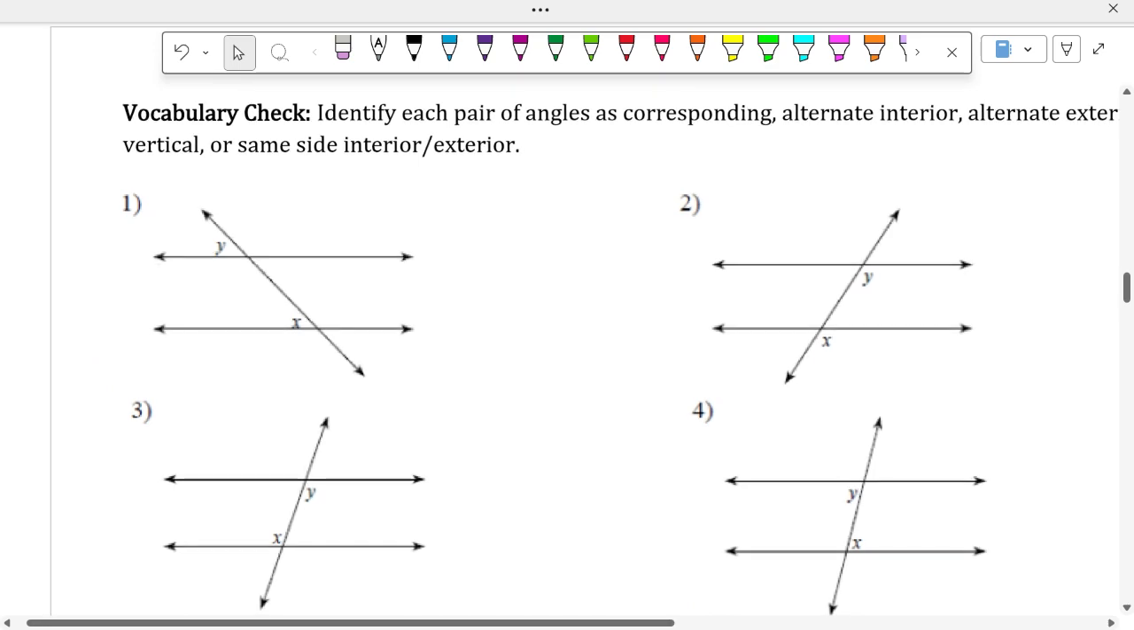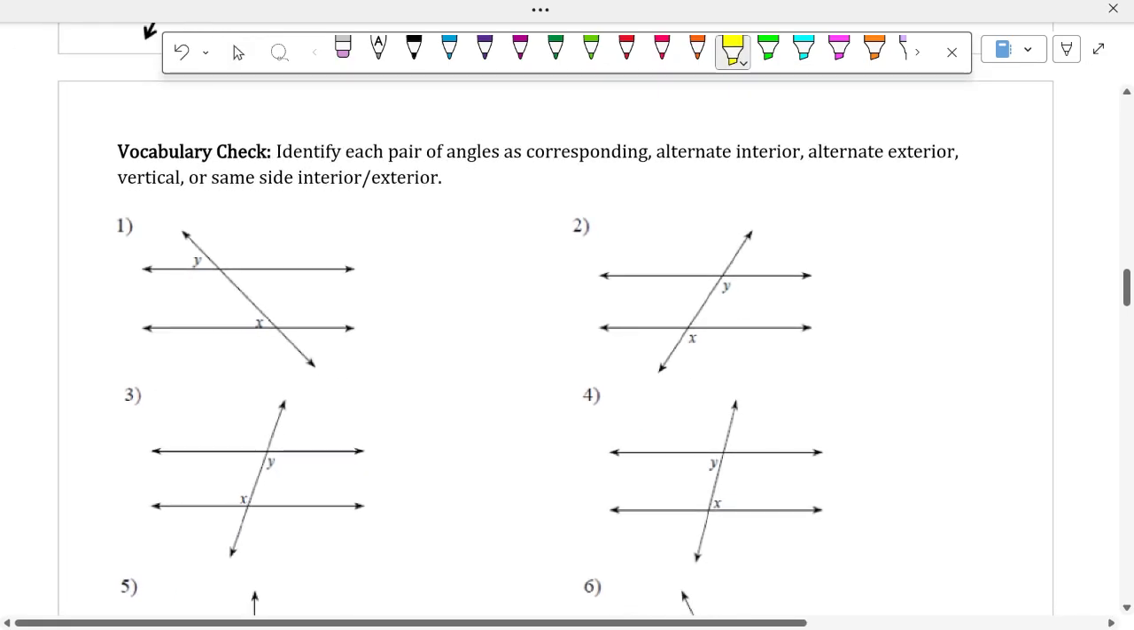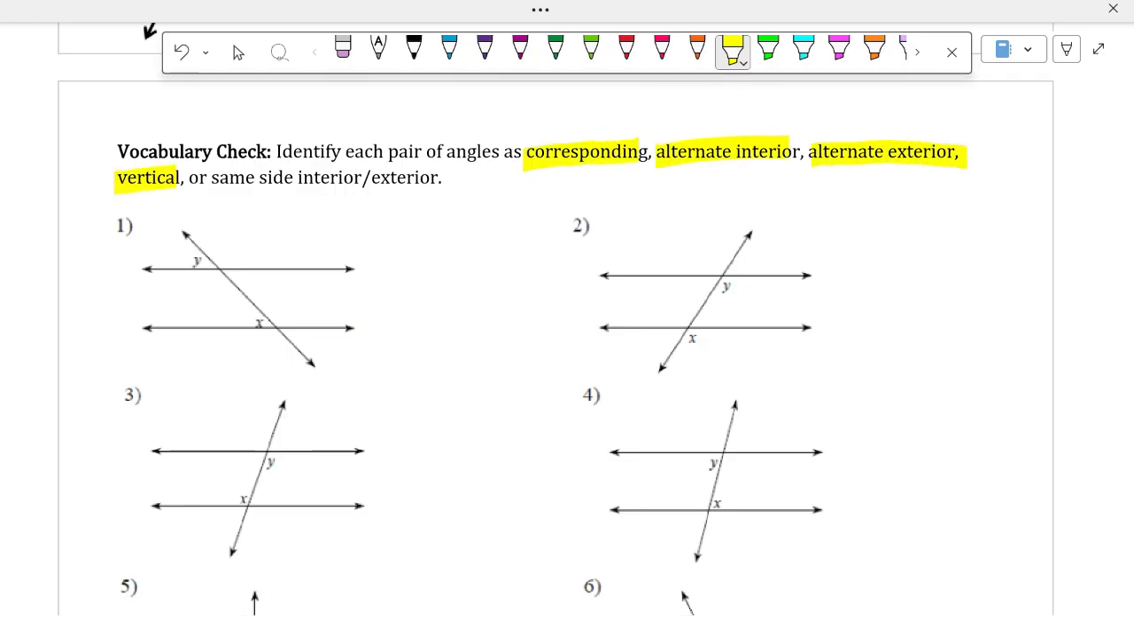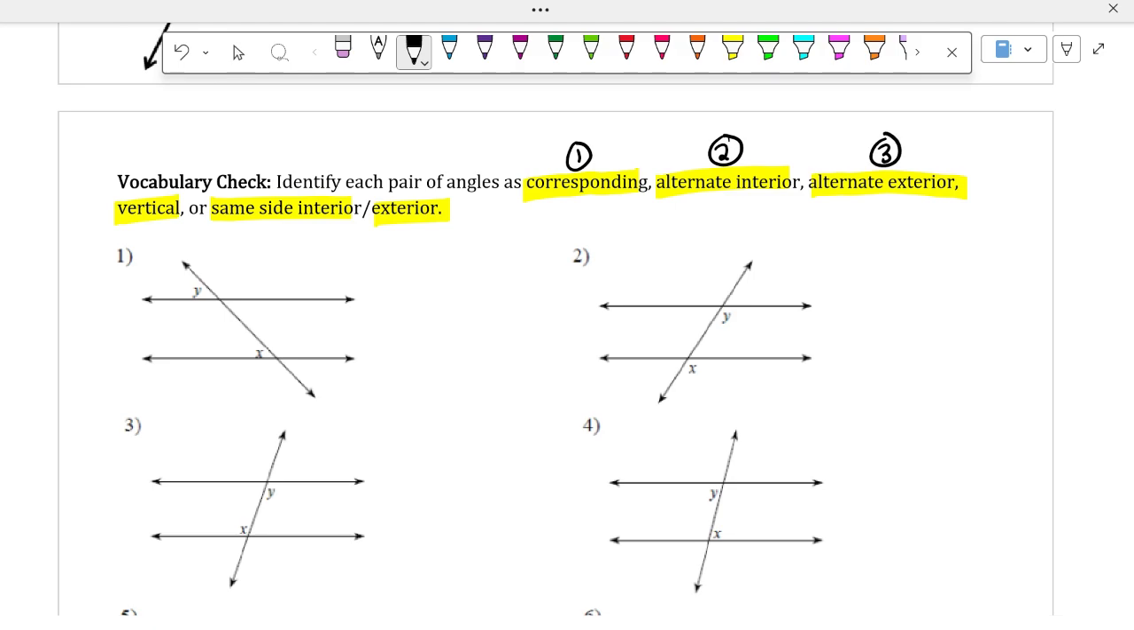All right. So what we're going to do is we're going to do this by shows of fingers, what each relationship is. So corresponding, alternate interior, alternate exterior, vertical, same side interior, or same side exterior. I'm going to leave this on the board, but hold up one finger if it's corresponding, 2 if it's alternate interior, 3 if it's exterior, 4 if it's vertical, 5 if it's same side interior, 6 if it's same side exterior.